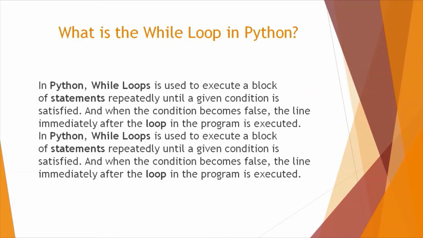So what is the while loop in Python? In Python, a while loop is used to execute a block of statements repeatedly until a given condition is satisfied. The for loop and the while loop are quite similar, but the main difference is that in a for loop, we don't have to initialize the object first, whereas in a while loop, we have to initialize the object and increment it at the end.